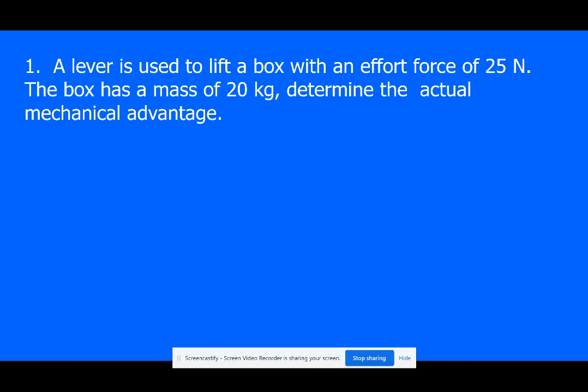A lever is used to lift a box with an effort force of 25 newtons. The box has a mass of 20 kilograms. Determine the actual mechanical advantage. I'm going to turn that into a load force, because I don't want to convert kilograms, of 200 newtons. And that way I have the same units for both. So we go actual mechanical advantage, load force over effort force, which is going to be load force 200 newtons divided by 25 newtons, which is going to be 8.